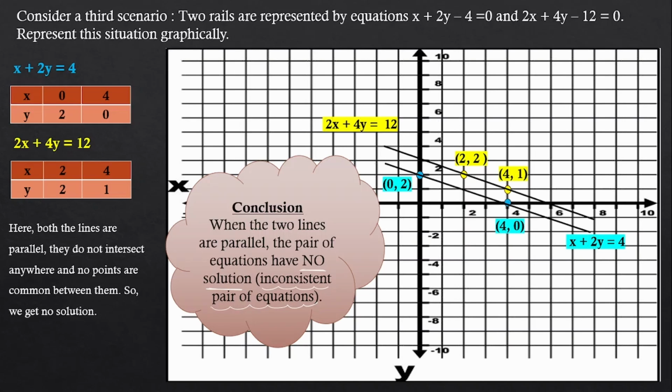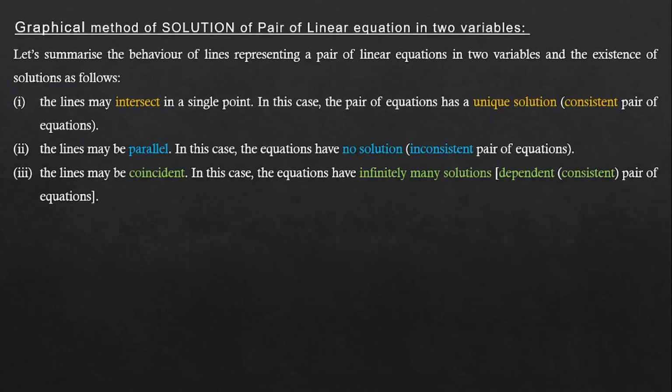Now let us summarize the entire thing. Based on the graphical method of solution of a pair of linear equations, when the lines intersect at a single point, we get a unique solution and the pair of equations is called consistent. Please focus on the words which are colored. Similarly, if the lines are parallel, they will have no point in common, and this is a case where no solution is possible, and no solution means an inconsistent pair of equations.